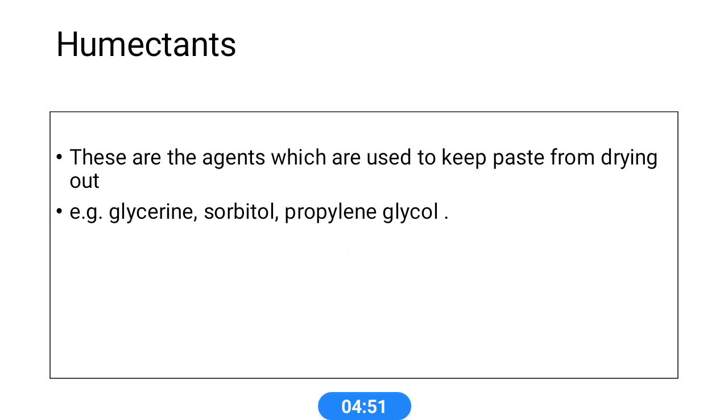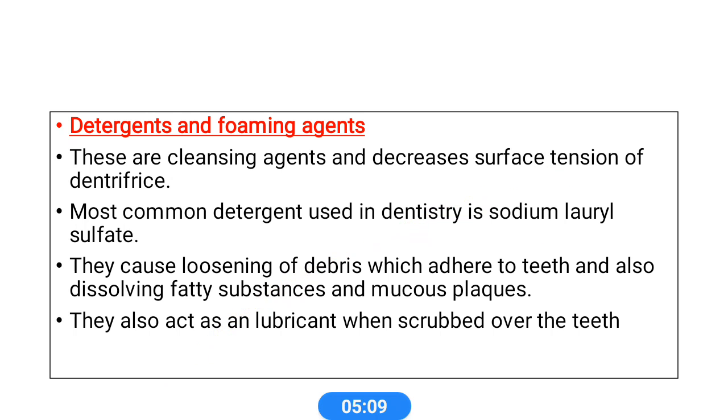Okay. Next we come to humectants. Humectants are agents used to keep the paste from drying out. Examples: glycerin, sorbitol and propylene glycol. We call these humectants. Their role is to keep the paste from drying up. Detergent and foaming agents are also cleansing agents and decrease the surface tension of dentifrices. The most common detergent used in dentistry is sodium lauryl sulfate. They cause loosening of debris which adheres to teeth and also dissolve fatty substances and mucus plaques. They also act as a lubricant when scrubbed over the teeth.